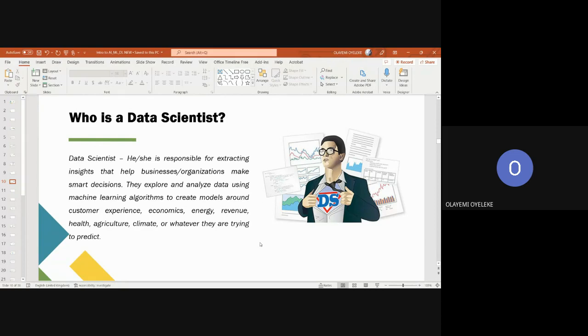It does this by creating models, which could be around customer experience, economics, energy, revenue, agriculture, climate, or whatever they are trying to predict. So it is not exhaustive. So your task as a data scientist is to feed data into machine learning algorithms and allow that process to result in models that could be used in areas such as optimizing customer experience, different economic decisions, or any other thing. Of course, there are several use cases.